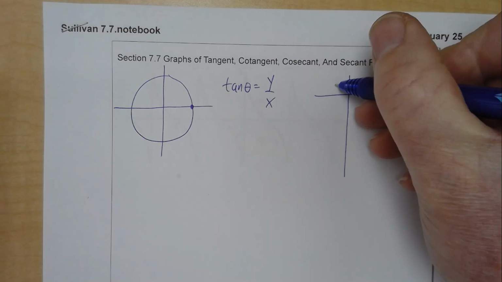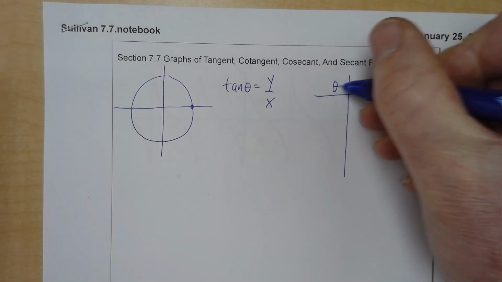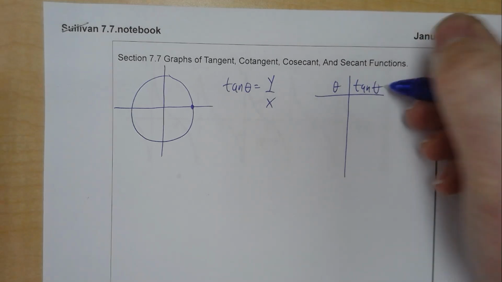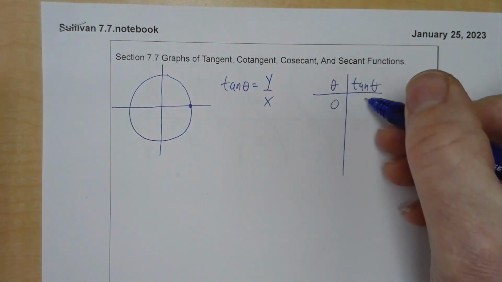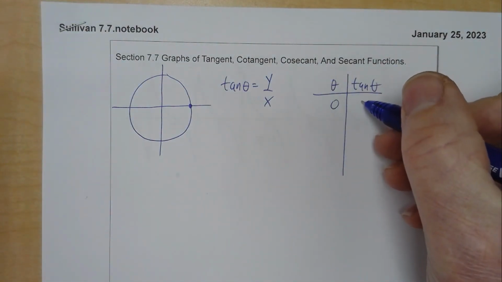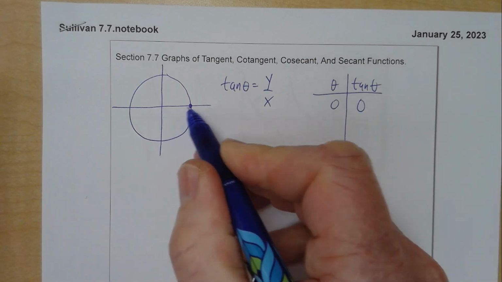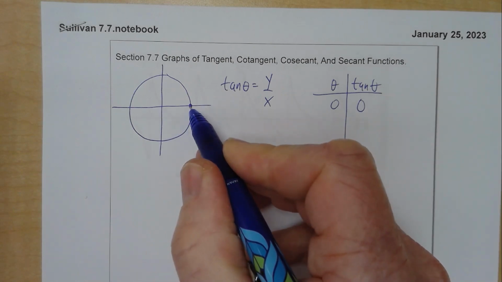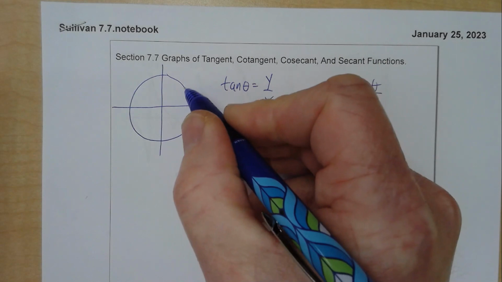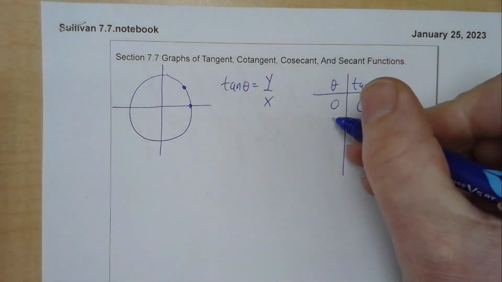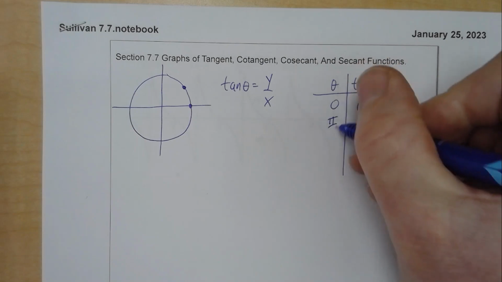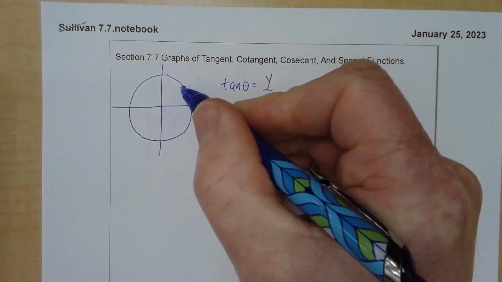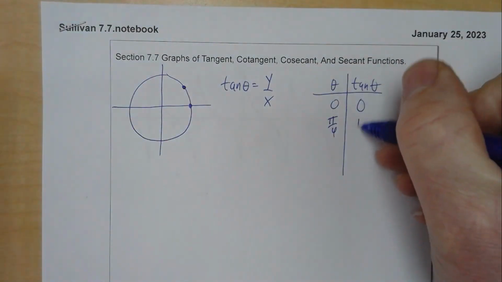So I'm going to put theta here, tan theta here. So right now I'm at 0, and the tangent of 0 would be 0 because y is nothing and x is 1 over 1. When you move to this point here, you're at 45 degrees, or pi over 4. Well, the slope here would be up 1 over 1, so it's 1.